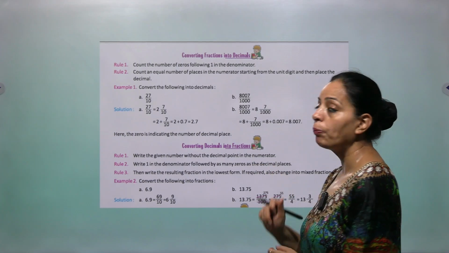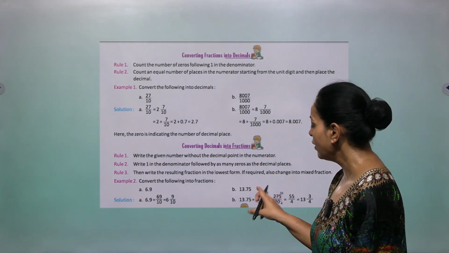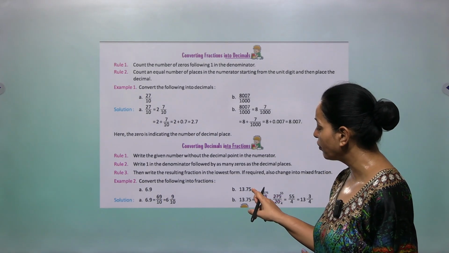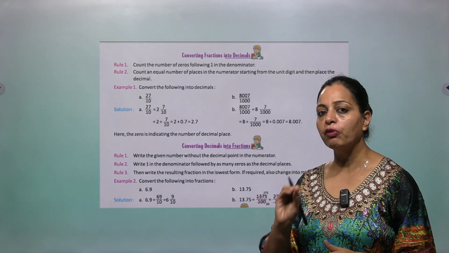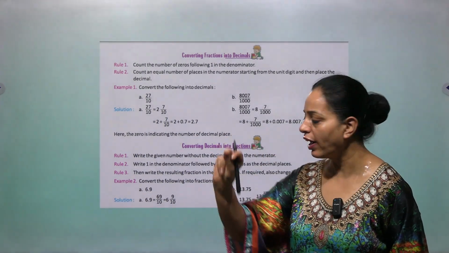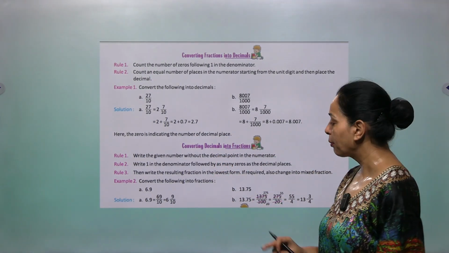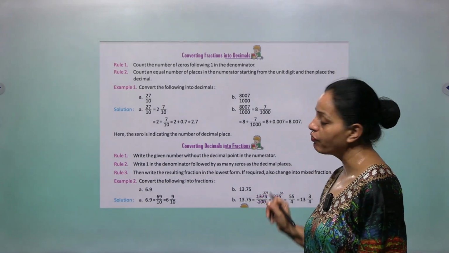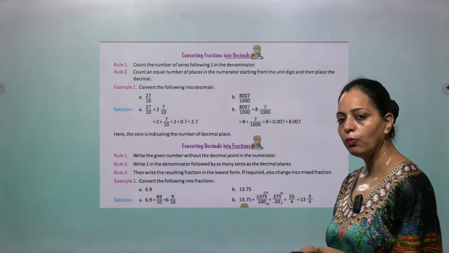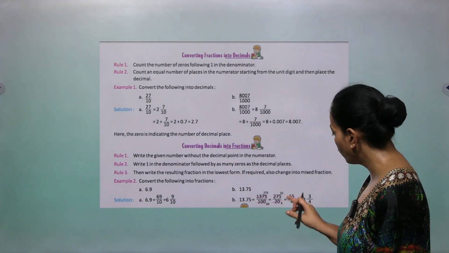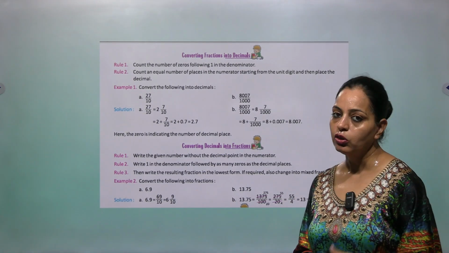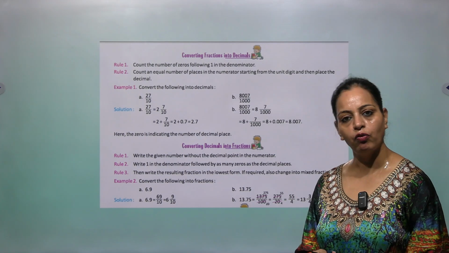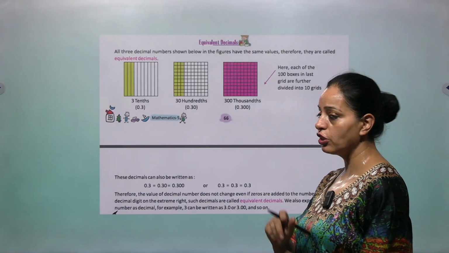So see now B part, it will be more clear to you. 13.75. 13.75 में कितने digits हैं? After decimal 2 digits हैं. So when you remove the decimal point, आप नीचे लिख देंगे 100. आपके पास क्या आ जाएगा? 1375 upon 100. अब दोनों नंबर 5 से divisible हैं, 5 से cut कर दो, again 5 से cut कर दो, so what are you getting? 55/4. इसको आप change कर सकते हैं mixed fraction में, so that is 13 whole 3/4, right. So I hope it's clear to you.